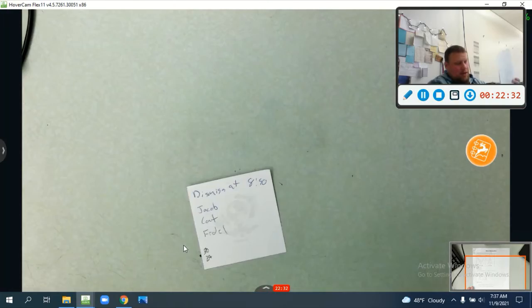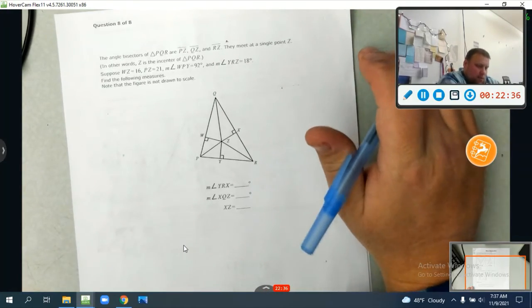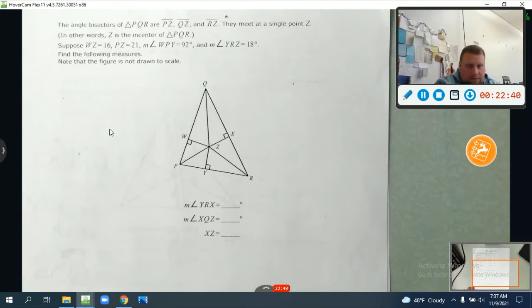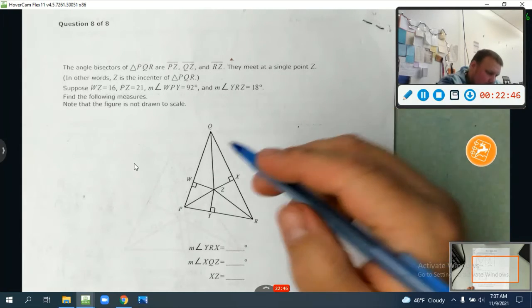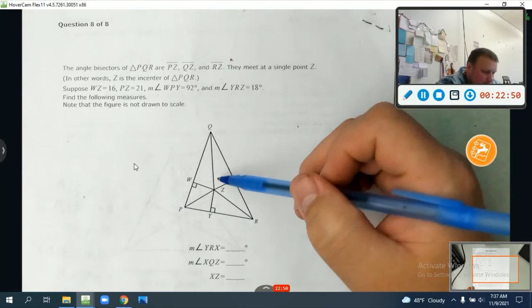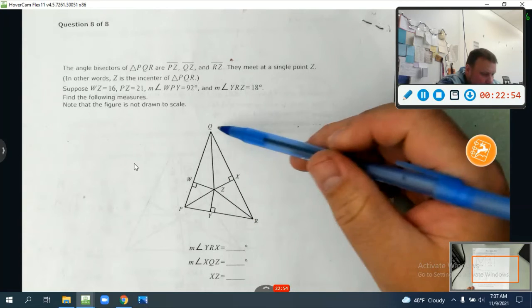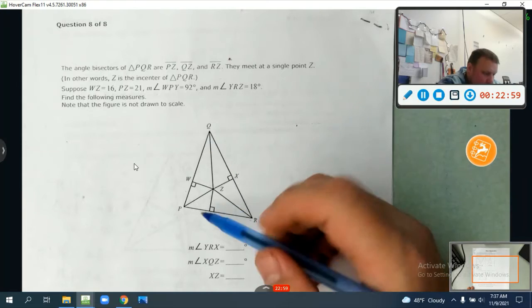All right, let's go on to the next one. Last one. It's a good problem. The angle bisectors. Good stuff. Oh, now we're doing angle bisectors. I like this one. Angle bisectors of triangle PQR are PZ, QZ, and RZ. Great. They meet at a single point Z. In other words, this is the incenter.